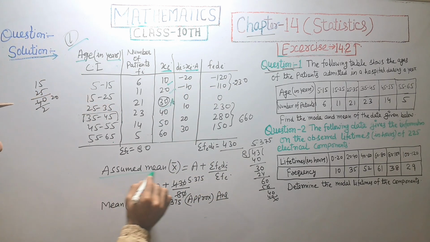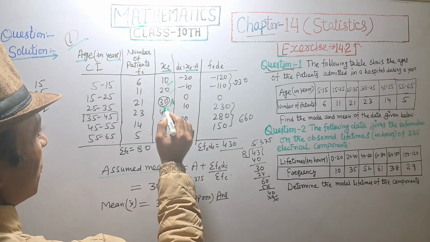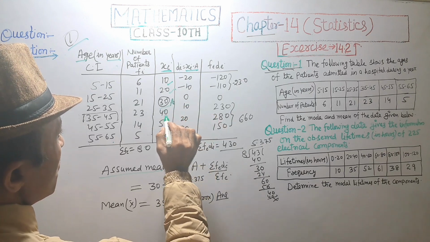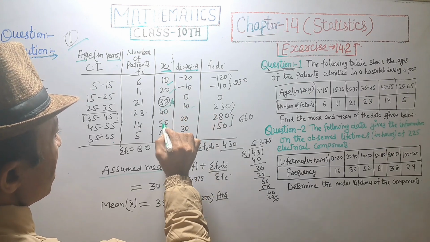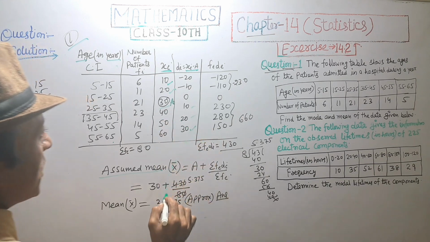Assumed mean method. 10 minus 30 is minus 20. 20 minus 30 is minus 10. 30 minus 30, that will be 0. 40 minus 30 is 10. 50 minus 30 is 20. 60 minus 30 is equal to 30.